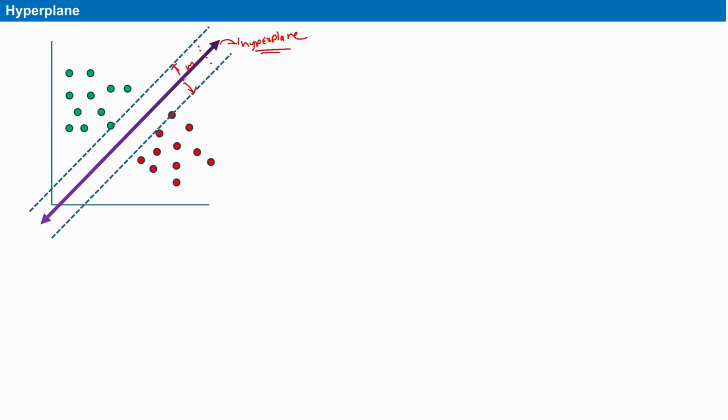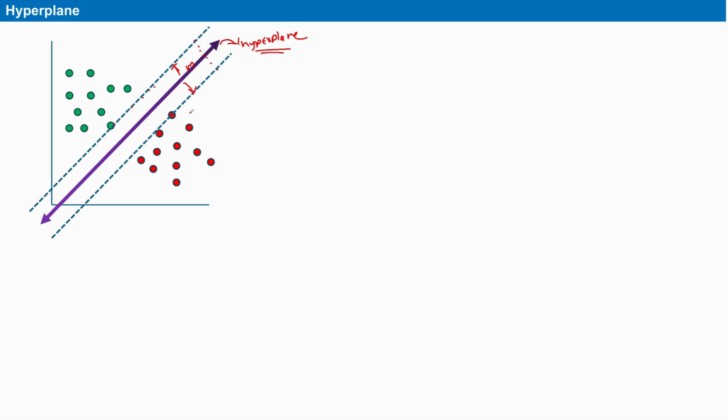Then, with the hyperplane, we also saw the positive margin: the parallel line passing through the closest data point is called the positive margin. In the same way, the parallel line passing through the closest examples on the other side is called the negative margin. And the distance between the positive and negative margin is called the marginal distance.